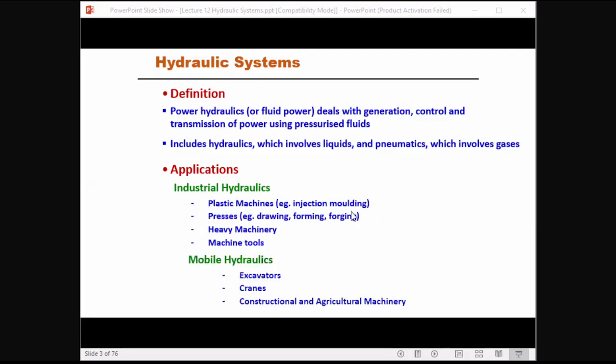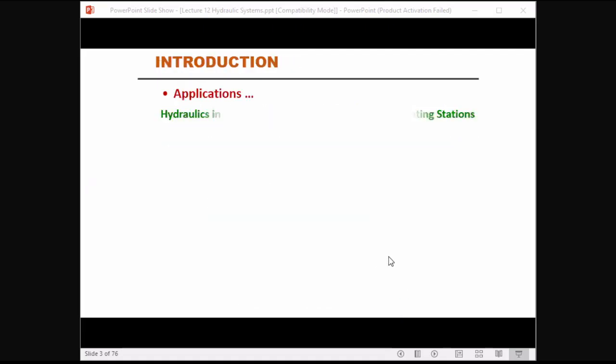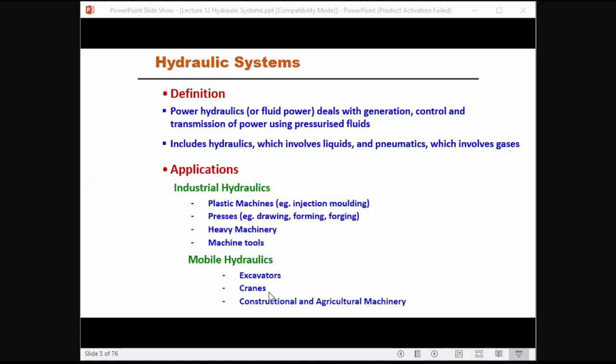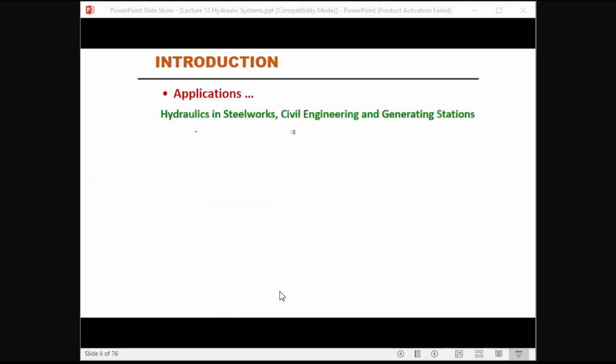In mobile hydraulics, mobile hydraulic systems, we can see excavators, cranes, then material lifting and pick and place process. We can use these cranes and constructional and agricultural machineries we can see. Okay, these are few applications for mobile hydraulics.